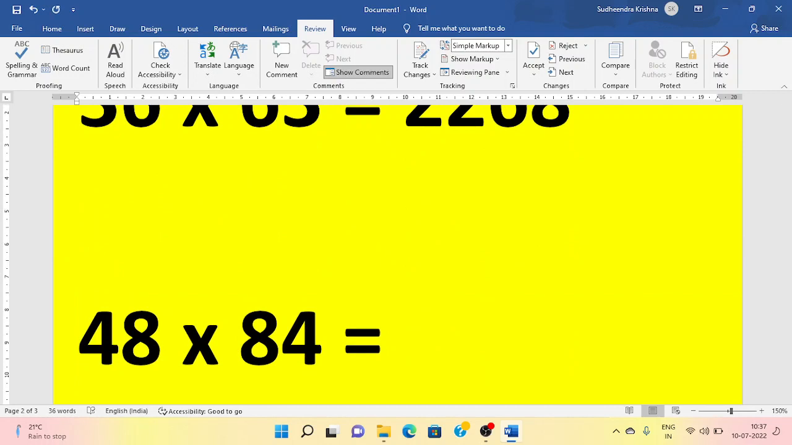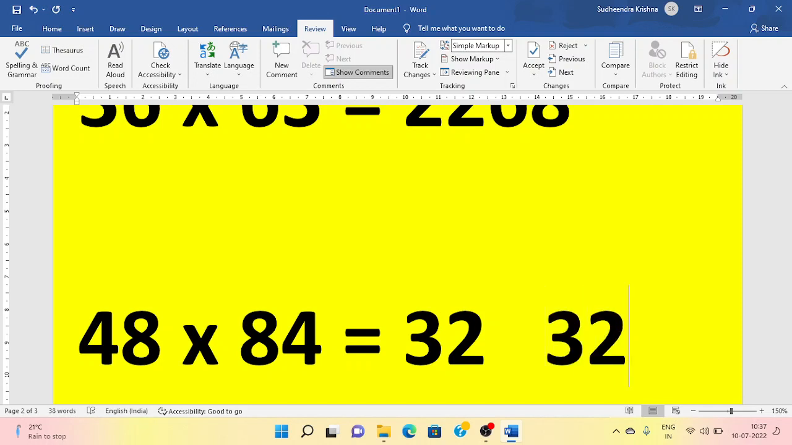You have 48 and 84. So 4 into 8 is 32. So type 32 on the left side, and right side also you can type 32. But 32 is a 2 digit number. We cannot take a 2 digit number. So what we do is we remove 3 and we carry over the 3 to the middle number.